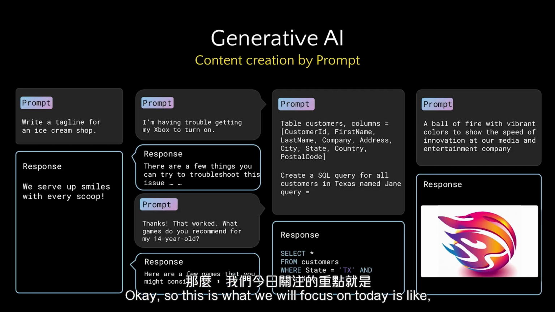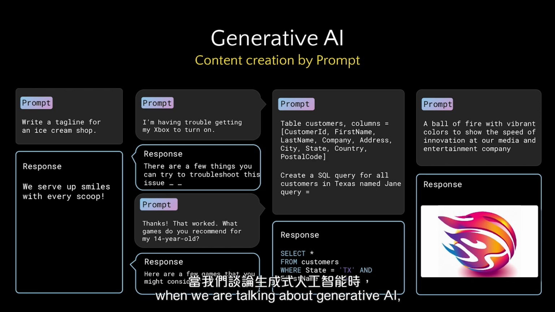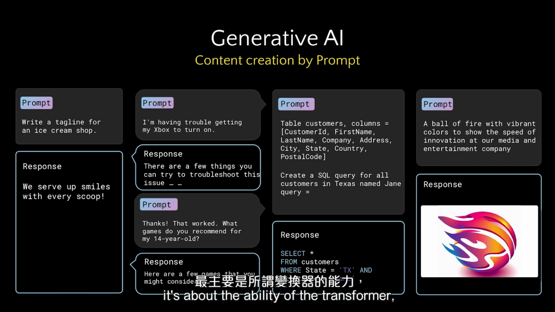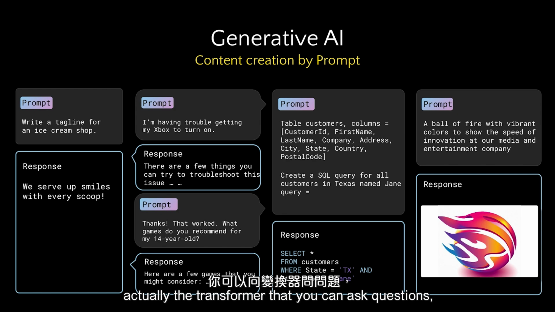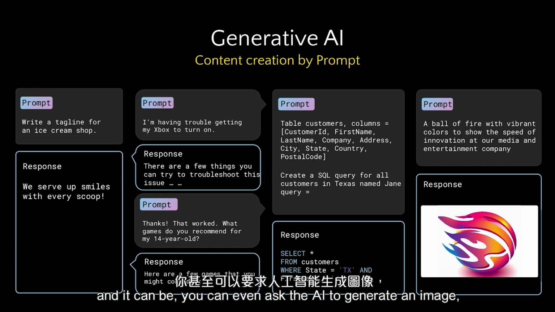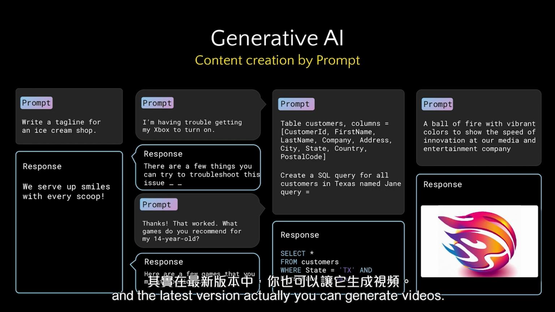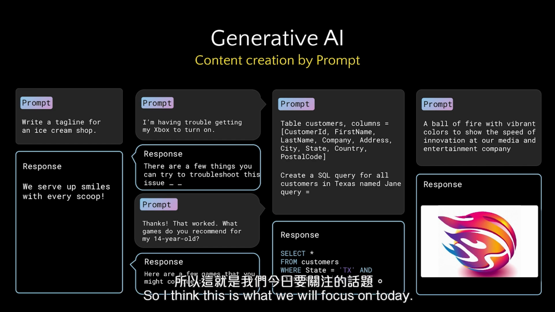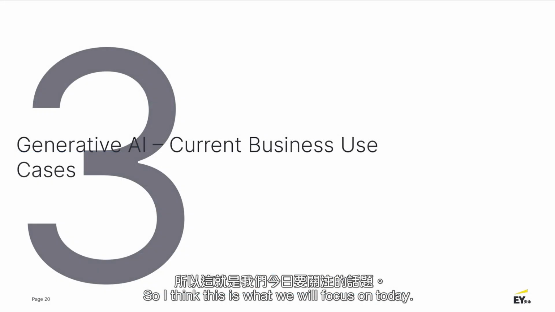What we'll focus on today is generative AI, which is about the ability of the transformer, where you can ask questions and input a few lines for basically unlimited generative responses. It can be a sentence, it can be question and answers, you can even ask the AI to generate an image, and the latest versions can generate video. So this is what we will focus on today.